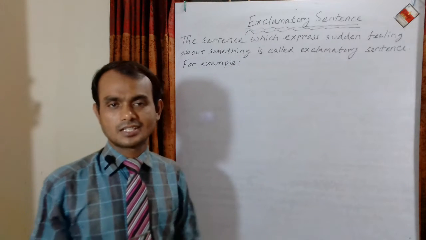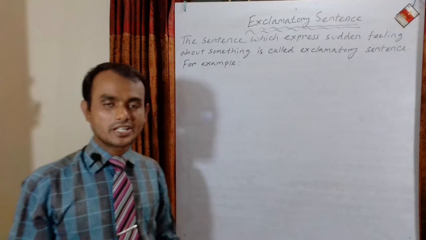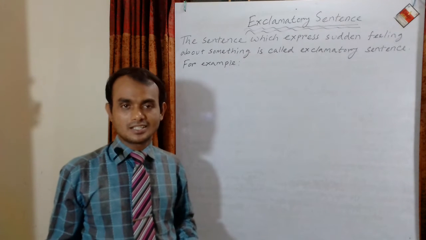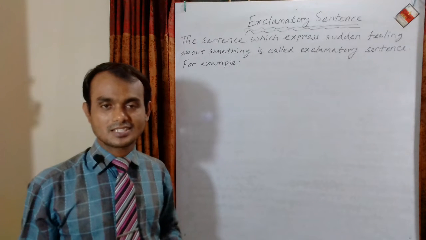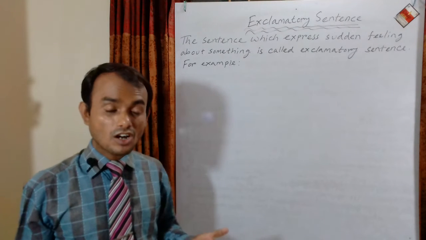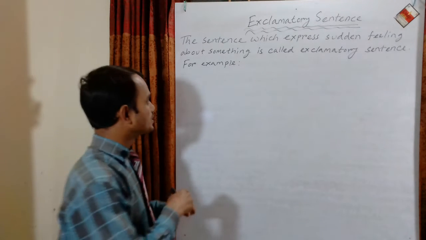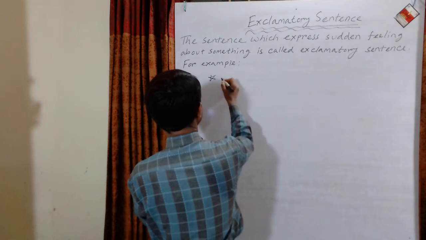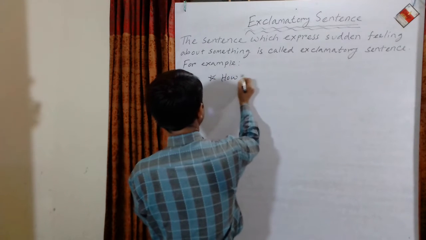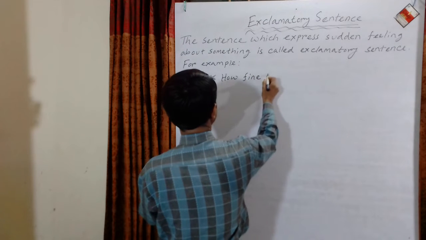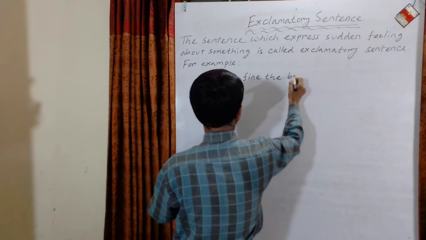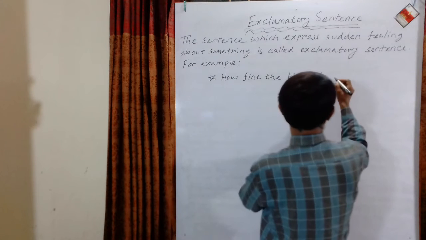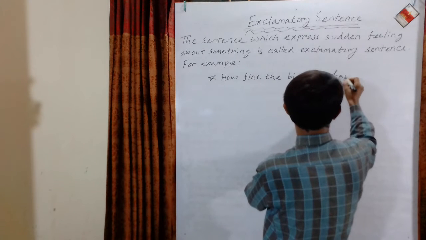Dear student, I have already written the definition of exclamatory sentence. The sentence which expresses sudden feeling about something is called exclamatory sentence. For example, how fine the bird is. It is a happy feeling.